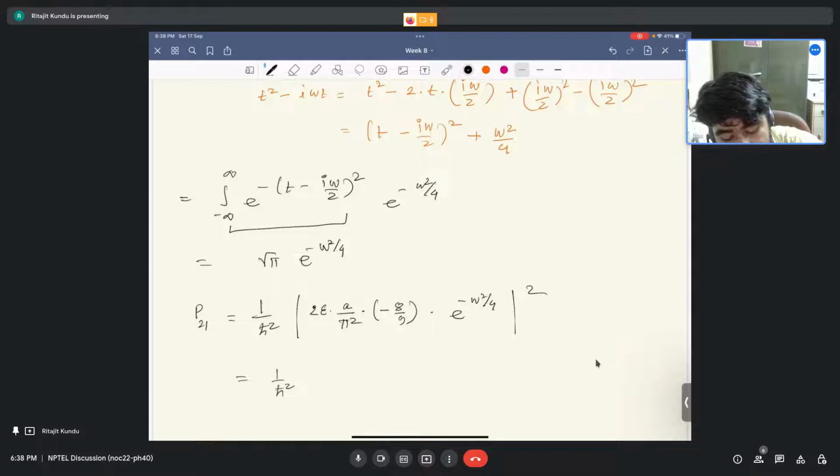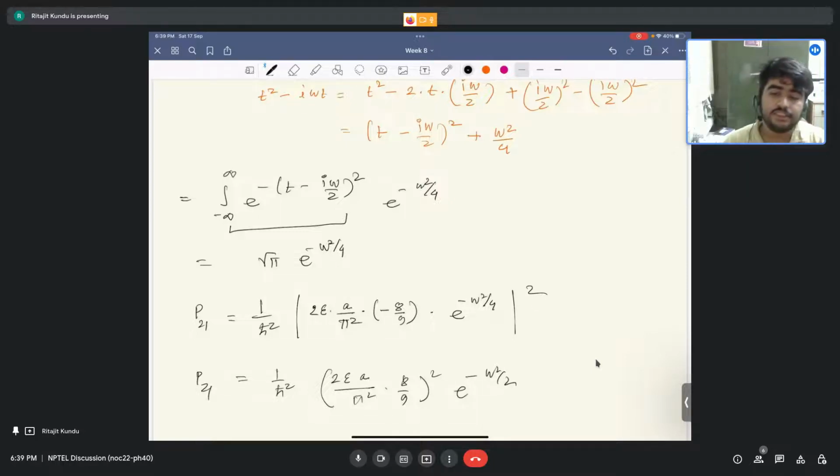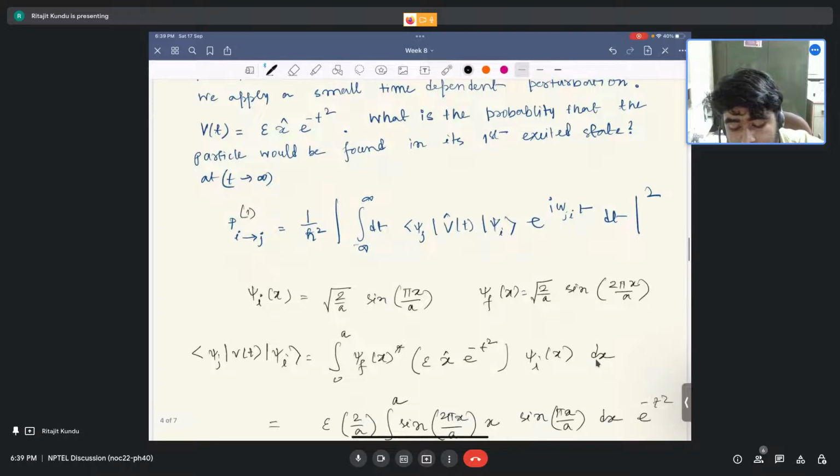It becomes, so 4 times 8, okay, so this is 2 epsilon a by pi square times 8 by 9, whole square of this thing, and e to the minus omega square by 2. So this is your transition probability up to first order. Okay, so is this okay? We calculated each of the parts separately to avoid any kind of mistakes, and we just assembled all of the parts. So is this okay? Any questions?